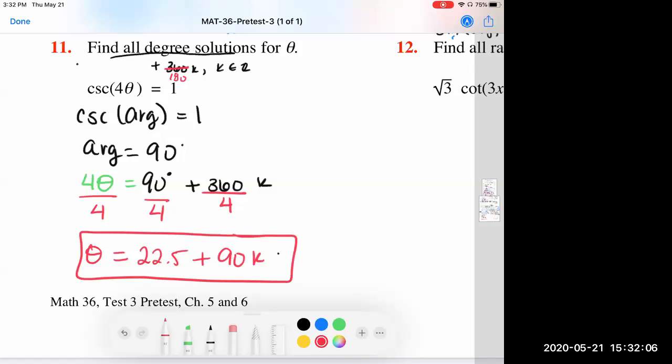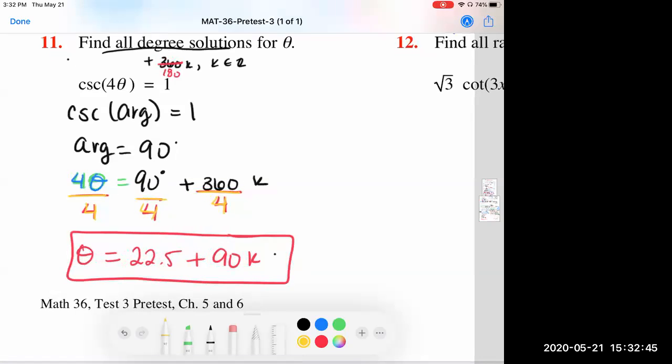I don't understand why we're dividing the 360k by 4. Because we're dividing that 4 theta. We want theta, so we have to divide by 4. So we divide by 4, and we also have to divide our 360. Everything has to be divided by that 4. Okay, so instead of waiting till the last step to add plus 360k, we should add it when we replace the arg with 4 theta? Mhm. Okay.